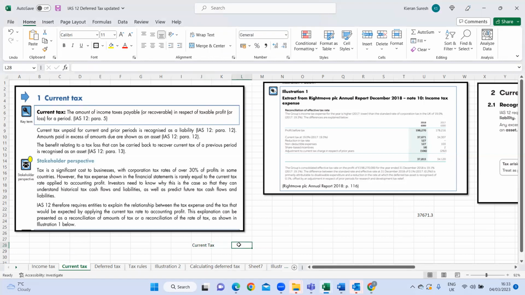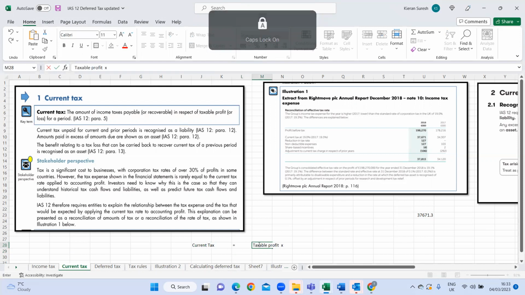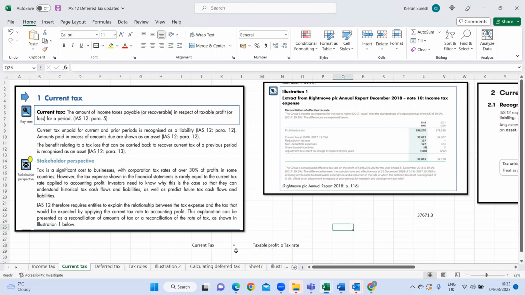So the tax would be computed on the taxable profit, the tax-adjusted or taxable profit. On the taxable profit, we would apply the income tax rate. So that is the current tax. This is what I mean by current tax. The tax is not computed on the accounting profit. It is computed on the taxable profit, which is not the same as the accounting profit.